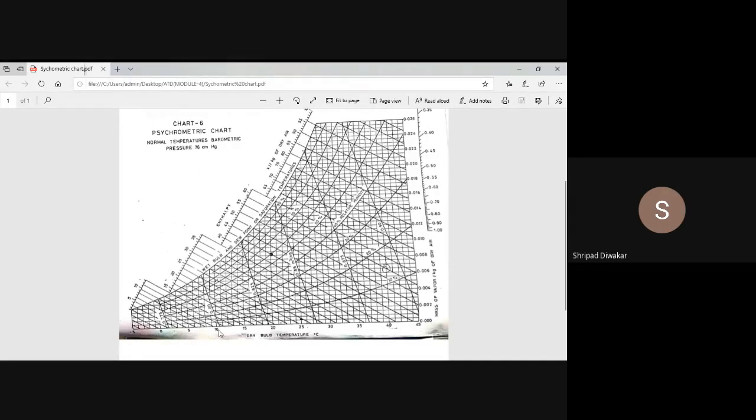10 is your WBT, and WBT lines are inclined lines. First you understand the location of points, then only you can find the relative humidity. Once you locate the point properly, you can find other properties, but if you do not understand the location, it is very difficult. Chinmay, have you understood now? First you go to 10 because it is the wet bulb temperature.